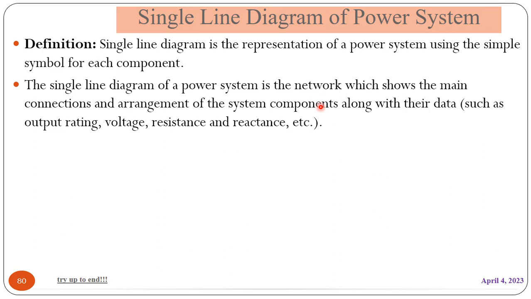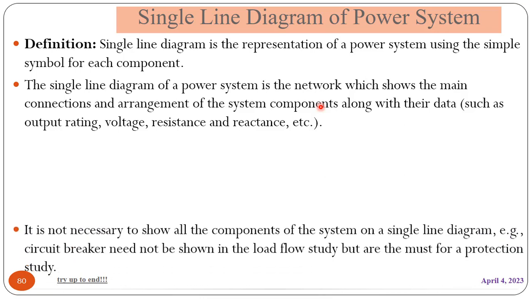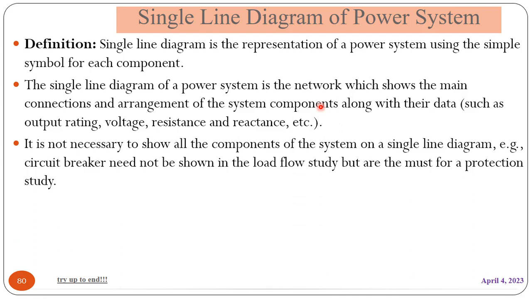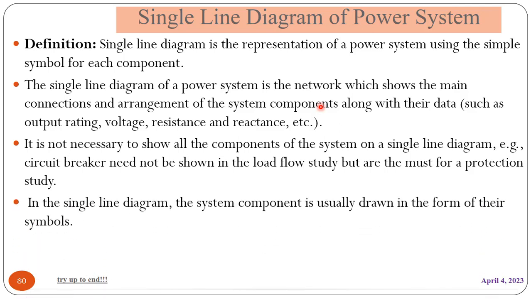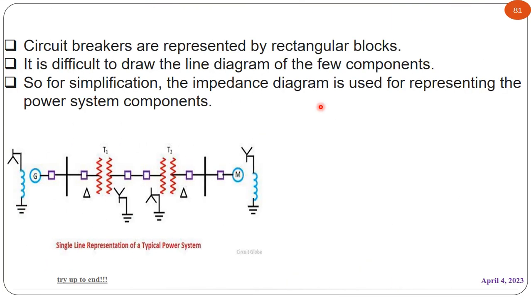Definition: single line diagram is the representation of a power system using simple symbols for each component. The single line diagram of a power system is the network which shows the main connection and arrangement of power system components along with their data such as output rating, voltage, resistance, reactance, and impedance. So it's not necessary to show all components of the system on a line diagram. Example: circuit breakers need not be shown in the load flow study, but are a must for protection studies. So in a single line diagram, the system components are drawn in the form of symbols.